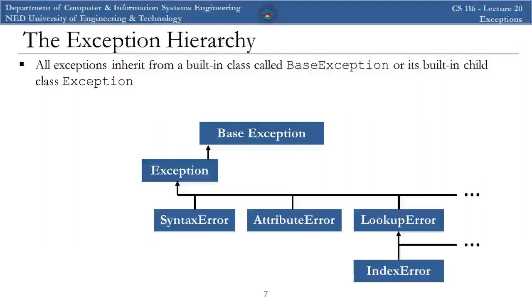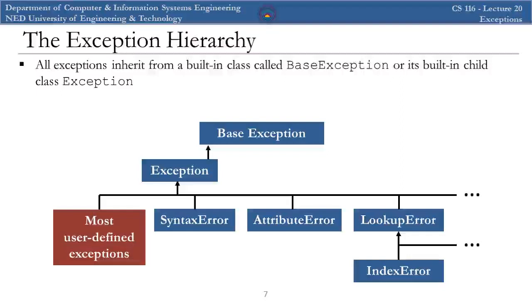Like IndexError is not a direct descendant of Exception, but LookupError is a child of Exception, and IndexError is derived from LookupError. So most of those built-in classes are derived from this Exception class. If you are defining your own exception class, you will be placing your class here, most probably. So when we define our exception classes, most probably in the next lecture, we'll have to derive those classes from this base class Exception.